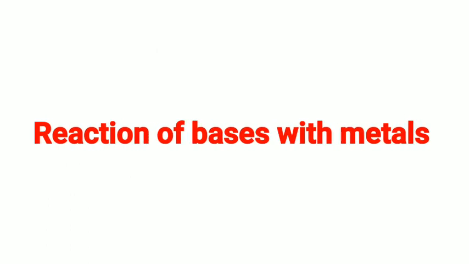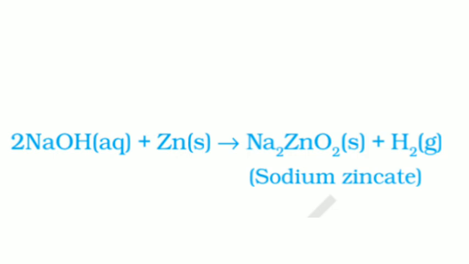Reaction of bases with metals. Some bases like sodium hydroxide and potassium hydroxide react with active metals like zinc and aluminum to liberate hydrogen gas along with the formation of a salt.